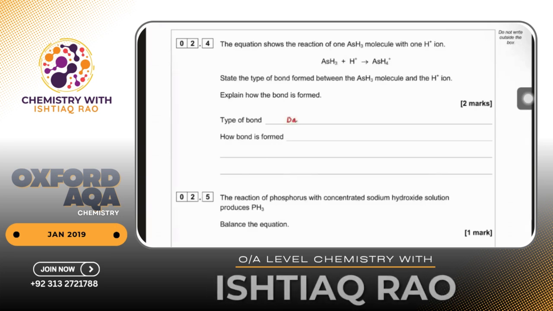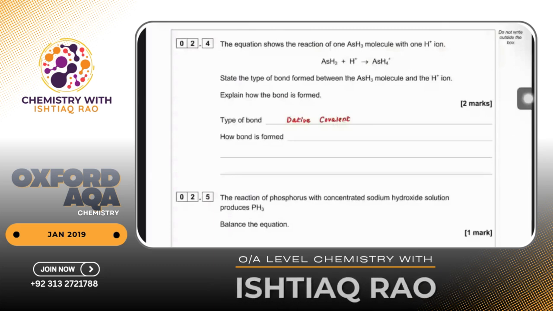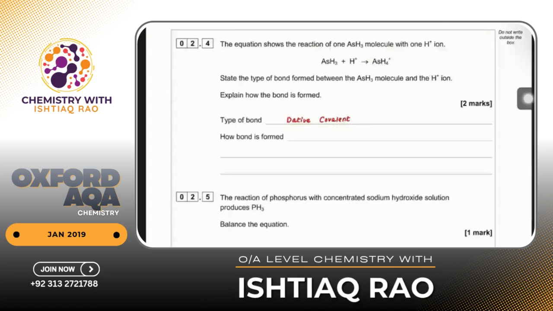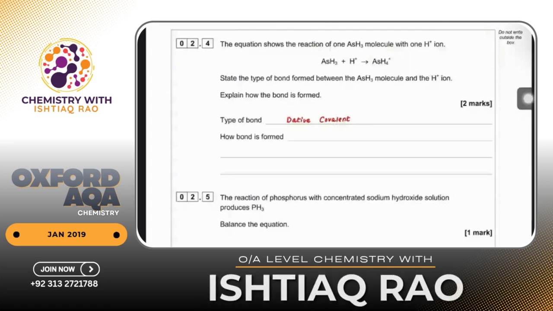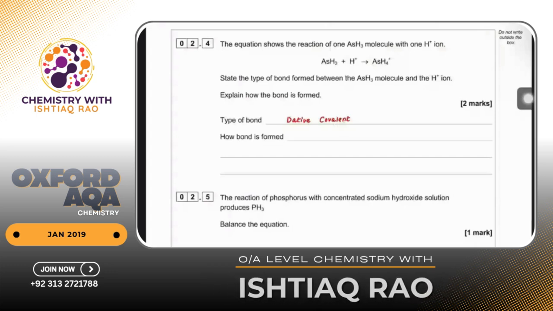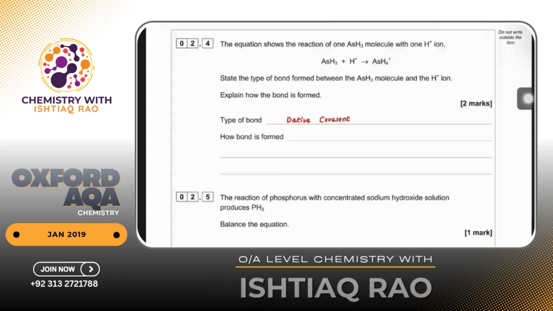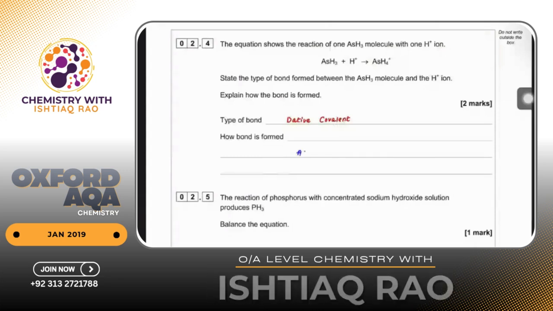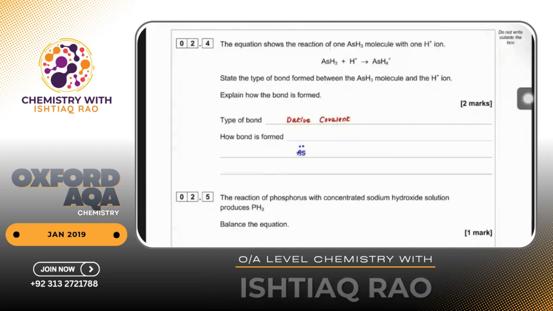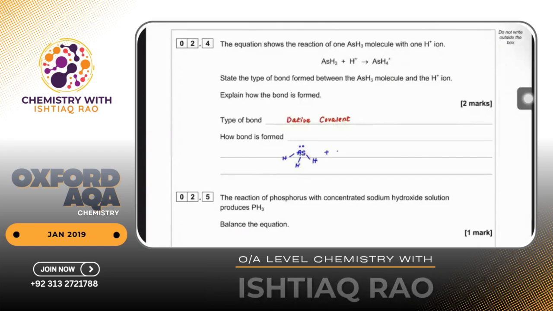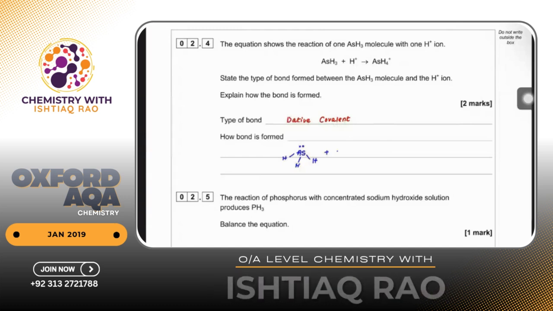And the bond is formed by the AsH3 molecule donating a lone pair of electrons to this H positive ion, and it would be forming a dative bond like that, which is represented by an arrow.